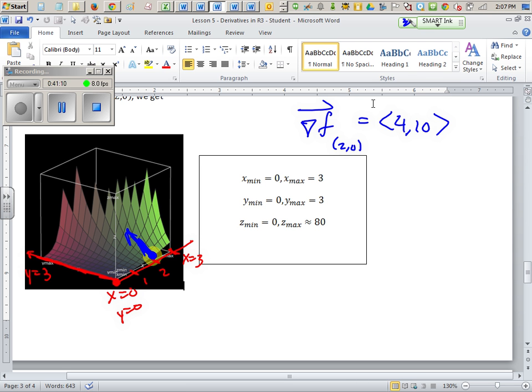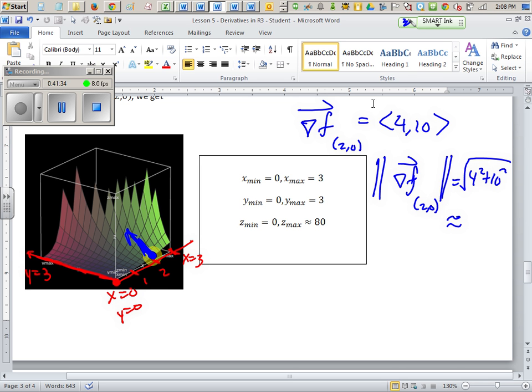But that is what this means. Grad F will give you the steepest possible path. How steep is it? Find the magnitude. So you just basically find the magnitude of this vector at (2, 0). In other words, you just do the square root of 4 squared plus 10 squared. And I think it's around 10.6.